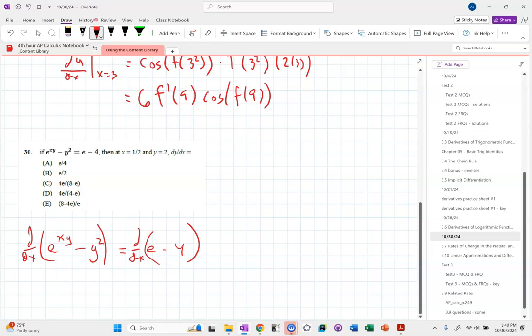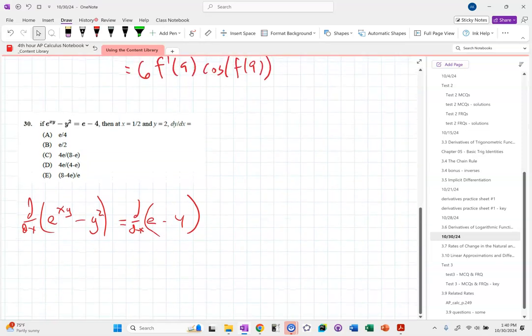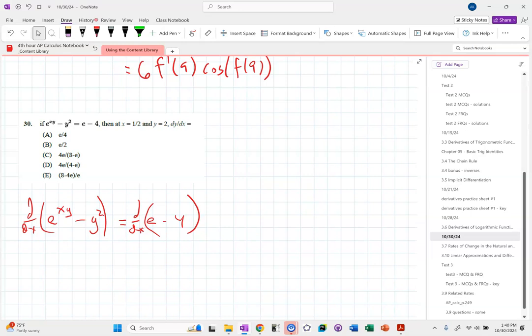Okay, so far so good. To take the derivative of e to the xy, that is a chain rule followed by a product rule. So the derivative of e to the xy is e to the xy times the derivative of xy. The derivative of y squared is 2y dy dx. And the derivative of e minus 4 is 0. Remember, e is a constant. So that's just 0.